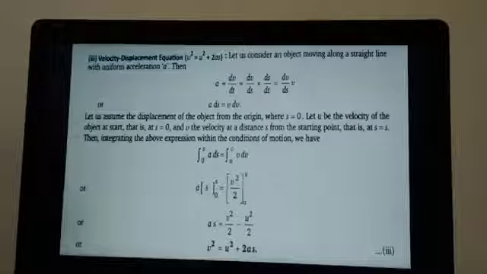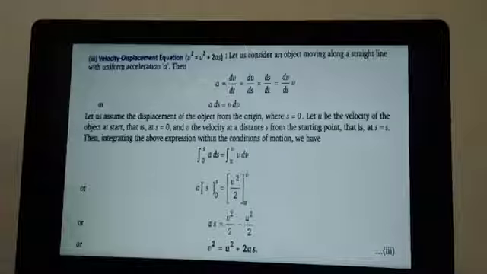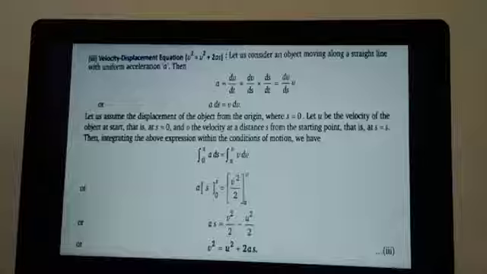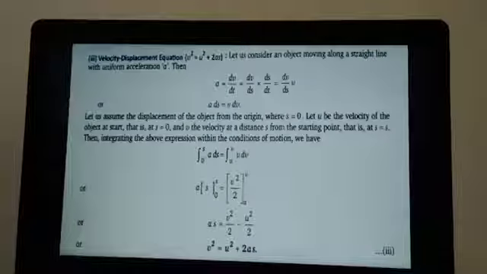Displacement of the object from origin, so s is equal to 0. Let u be the velocity of the object at the start, that is at s equal to 0, and v is the velocity at a distance s from the starting point, so displacement changes from 0 to s. Initially the object is at origin with velocity u, and after a time t you observe it at s with velocity v. So the limit for ds is from 0 to s, and the limit for dv is from u to v.